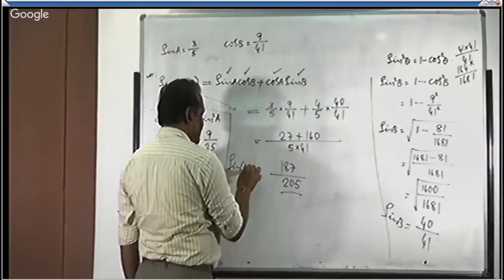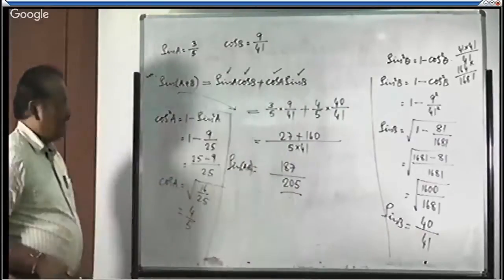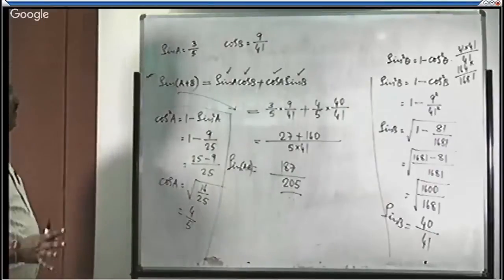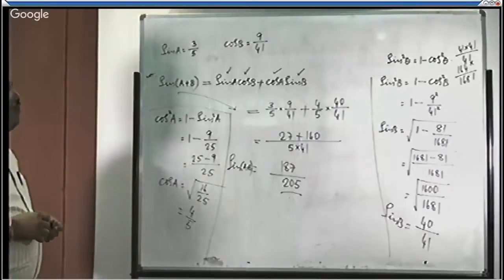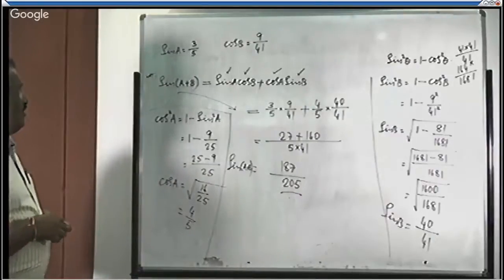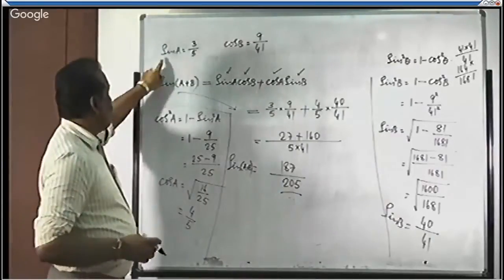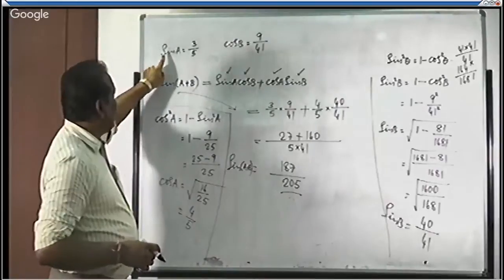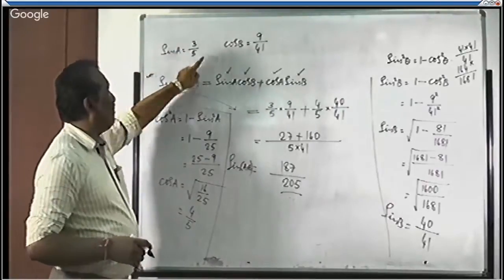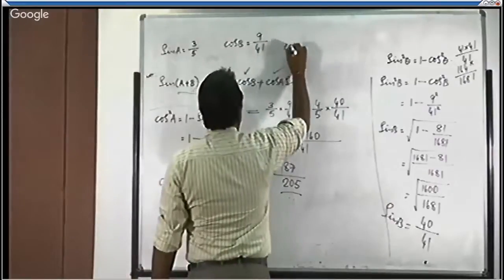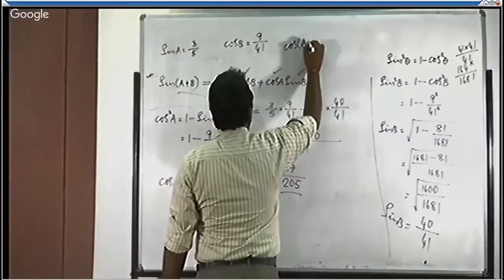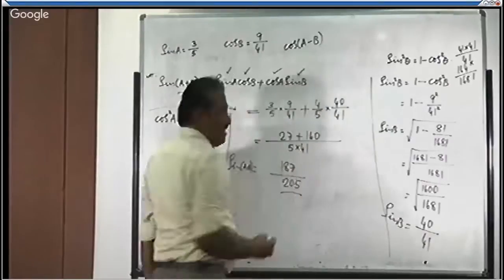Even though it shows to be a very lengthy problem, if you know the basic concept, nothing is there. This problem may be awarded for 5 marks or 6 marks. Even at your home, you can find by taking sin A is equal to 3 by 5 and cos B is equal to 9 by 41.